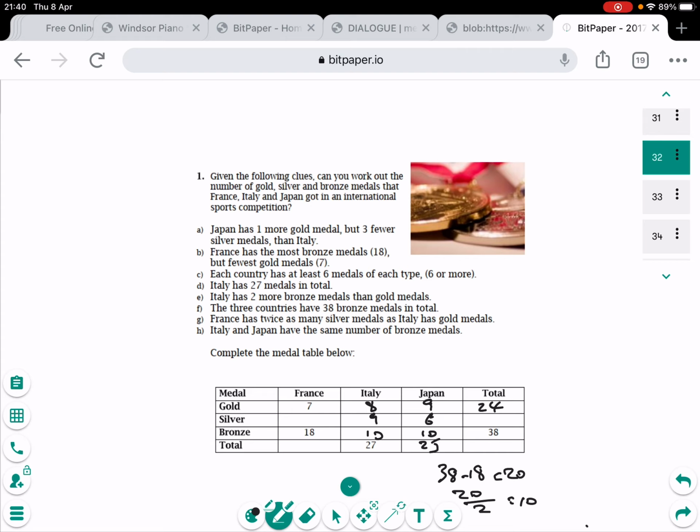Oh, and I forgot about the silver medals for France. Each country has 6 medals. Italy has 27 medals in total. Wait, France has twice as many silver medals as Italy has gold medals. So therefore that would be 16. 16 silver medals France has. So that would be total 23, 41. And that would be 25, 31. Yeah, and that would be our answer for this question.